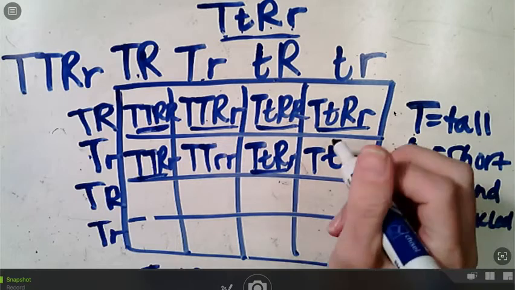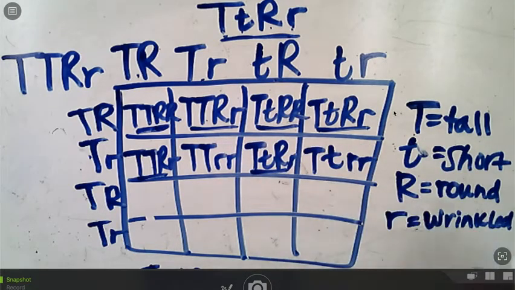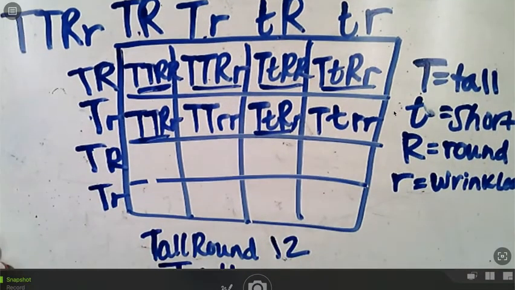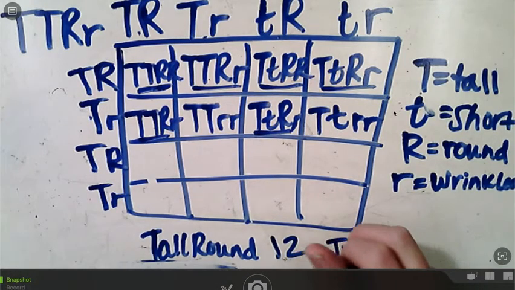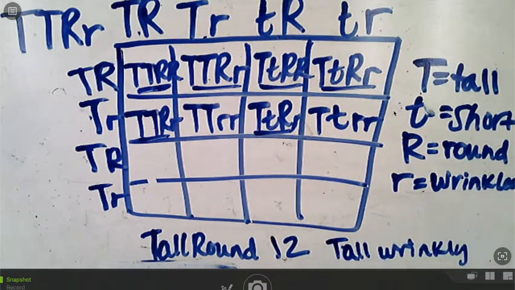And then my other option is tall and wrinkly. Oh, I'm totally writing off of the thing. You should be like, hey, Miss Wilhoit, we cannot see a thing you're writing. So tall and round, I have 12. And then tall and wrinkly, I have 4, because it should be doubled. So 12, 13, 14, 15, 16. You should have 16 because there's 16 boxes. So I have it all.